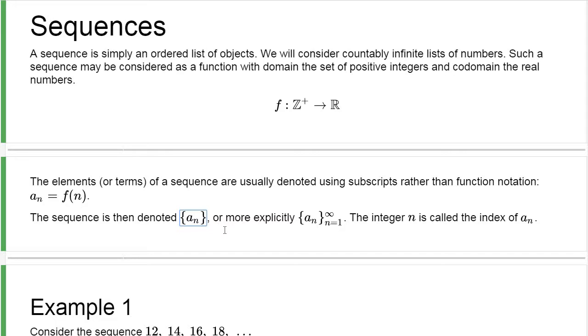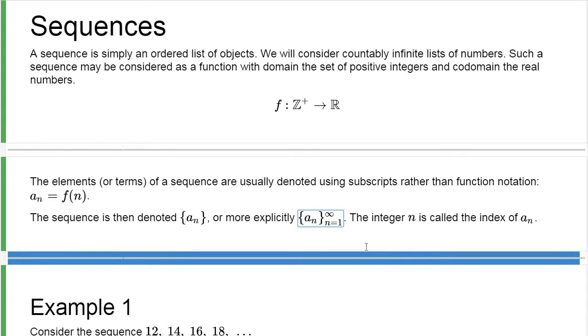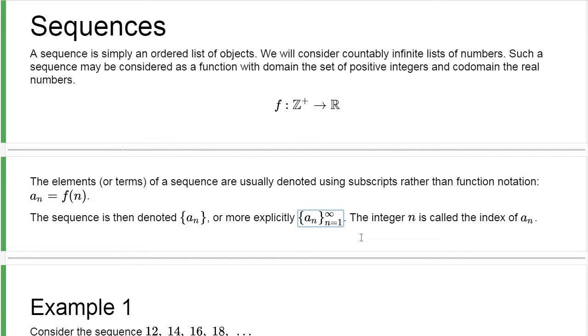Or if you want to be more explicit about what n's are available, you can specify n equals 1 to infinity. You don't have to start at 1 necessarily. Sometimes it makes sense to do 5 to infinity, or 18 to infinity, or -3 to infinity, and that notation will specify that. If you don't specify, you're going to generally assume that n starts at 1 and then goes on up to infinity.